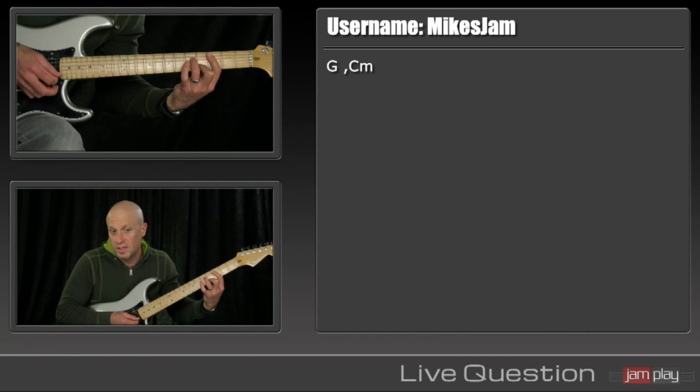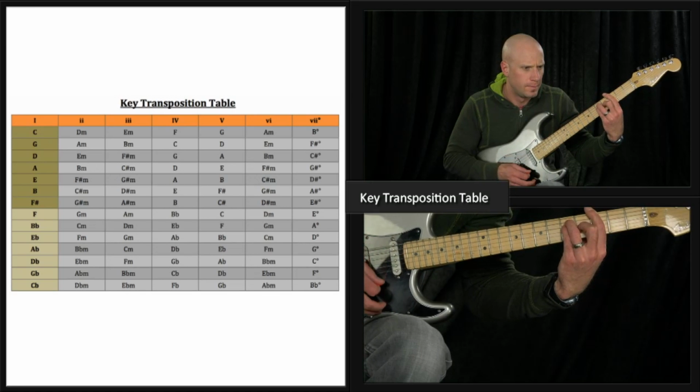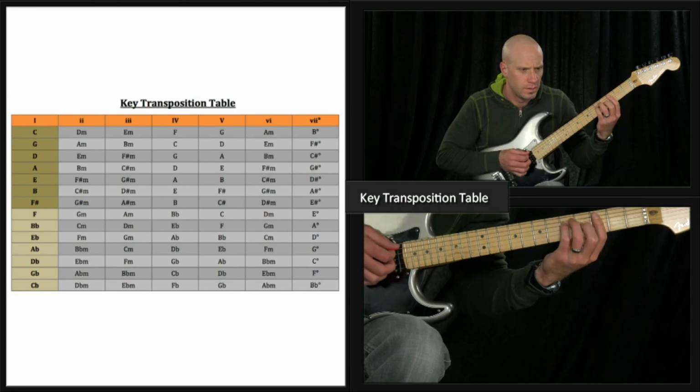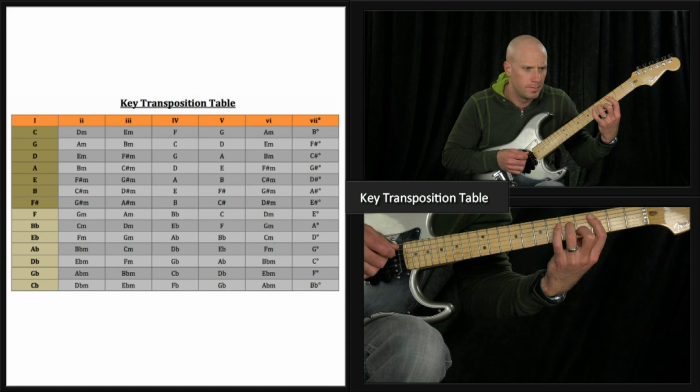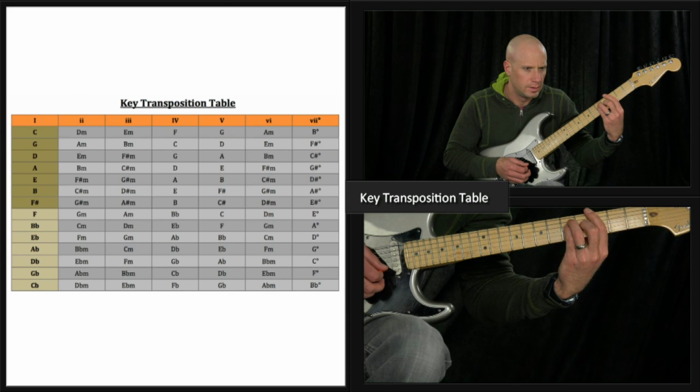Let's see if it fits in the key transposition table at all. Major 1 to C minor. Well, it's not Ionian, so we need to go to another. We got a G. It's not Mixolydian, and it's not Lydian.